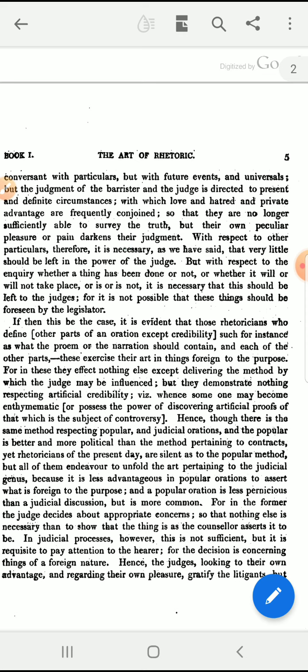With respect to other particulars, it is necessary, as we have said, that very little should be left in the power of the judge. But with respect to the enquiry, whether a thing has been done or has not been done, or whether it will or will not take place, or is not, it is necessary that this should be left to the judges. For it is not possible that these things should be foreseen by the legislator.